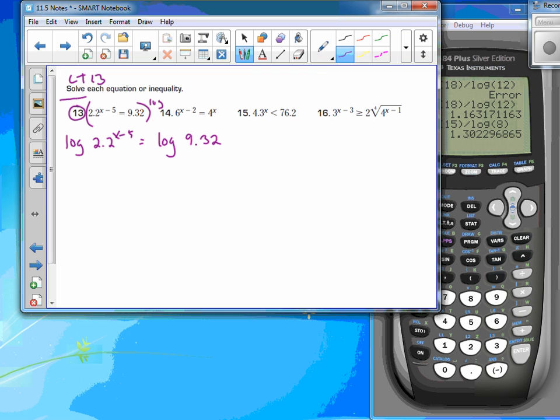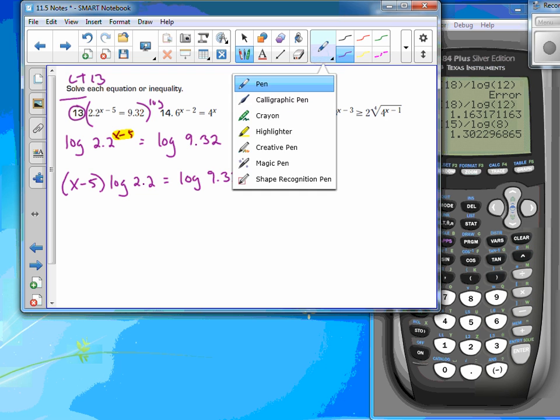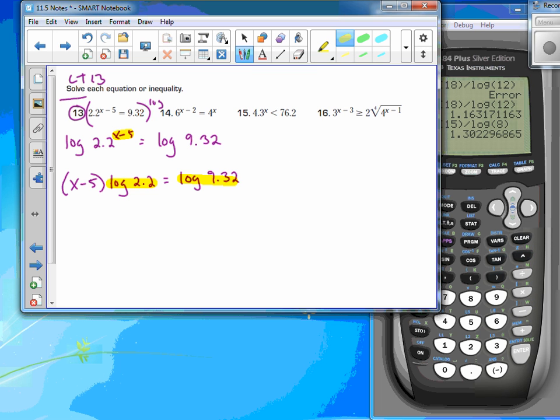Now there's a property, and it says there's a way to get this x minus 5 out of the exponent. We've been using it just in the reverse. We've taken coefficients and rewritten them as exponents, but you can do the opposite, and you can take the exponents out and write them as coefficients. So that's what I'm going to do. And I get x minus 5 times the log of 2.2 equals the log of 9.32. These are still both base 10. That's easy. And if you think about it, these are just numbers. I can type these two things in the calculator and get decimal values without any problem.